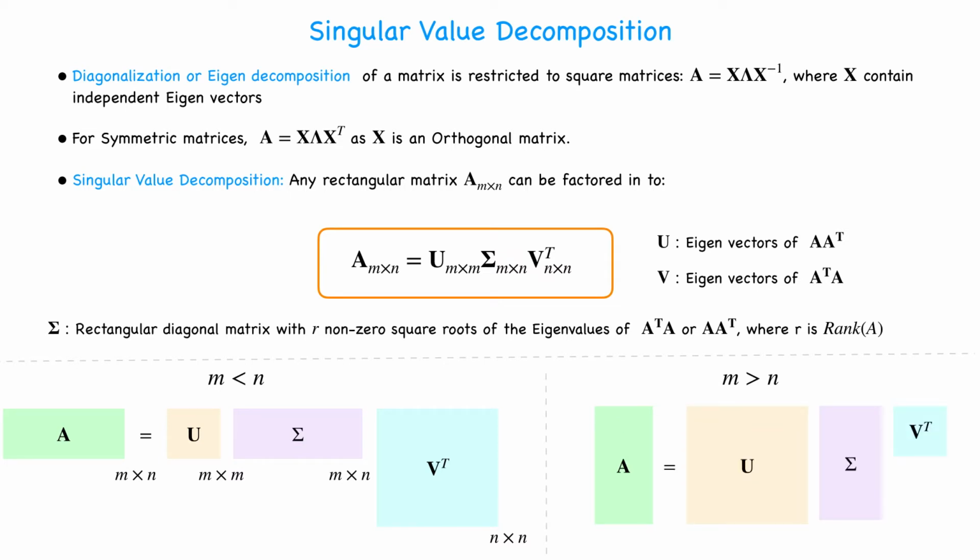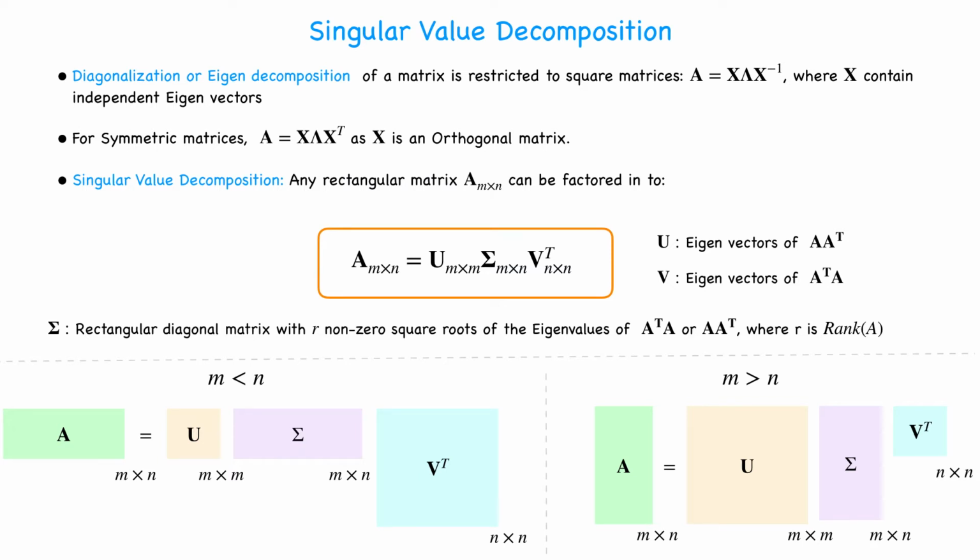U is a bigger matrix of dimension m cross m, sigma is m cross n, and V is n cross n. When the rank of the matrix is n, that means it is full rank with n independent vectors, then we have n singular values which occupy the diagonal positions, and the rest of the values in sigma are 0. So this is how it looks for both a fat matrix and a tall matrix.